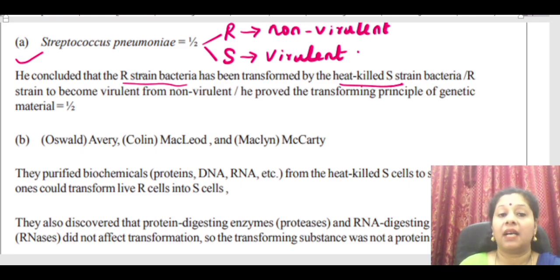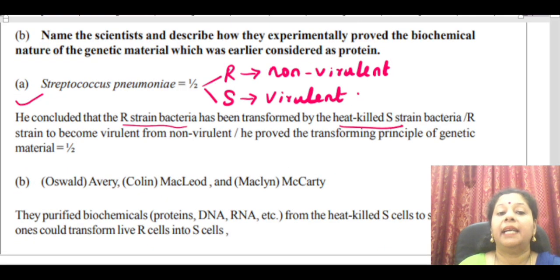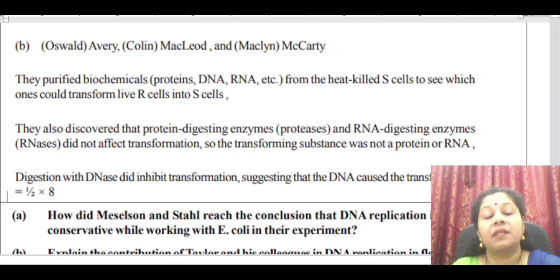Okay, so he concluded that R strain bacteria has been transformed by the heat-killed S strain bacteria, or R strain became virulent from non-virulent. He proved the transforming principle of genetic material here. Name the scientists and describe how they experimentally proved the biochemical nature of the genetic material, which was earlier considered as protein. So Griffith stopped his experiments with his conclusion of transforming principle. Still he could not tell which is the genetic material precisely.